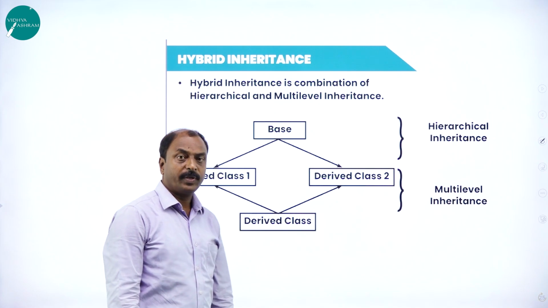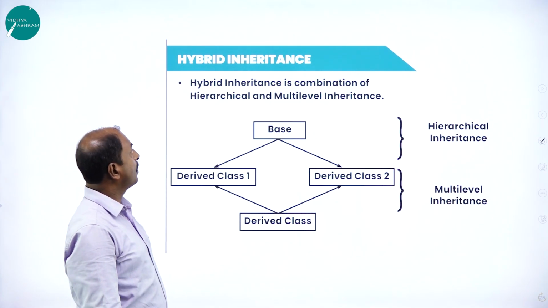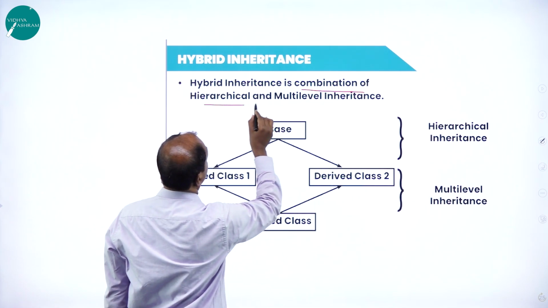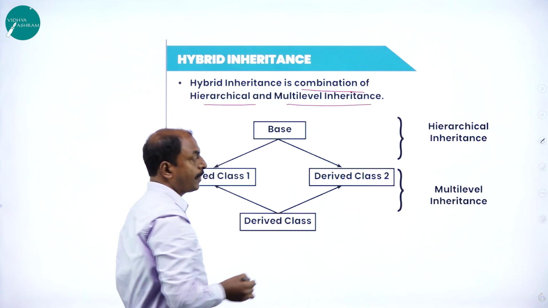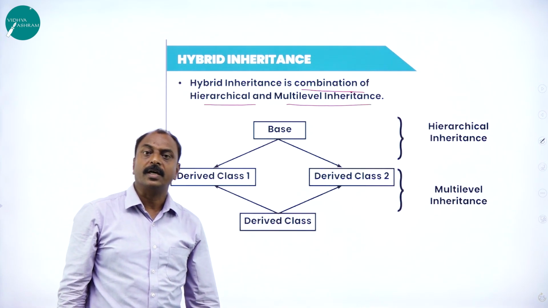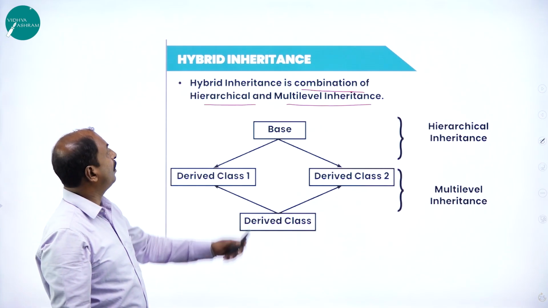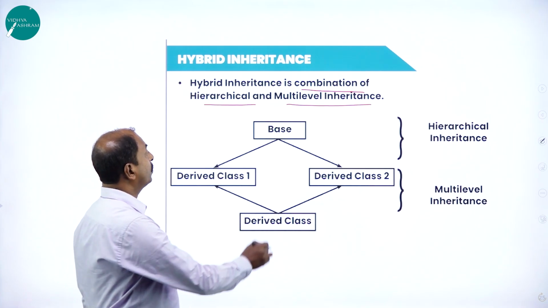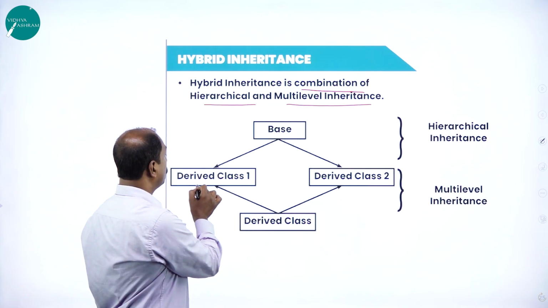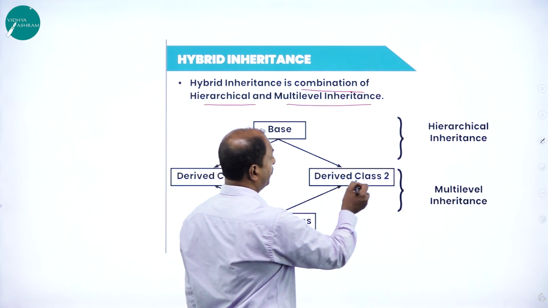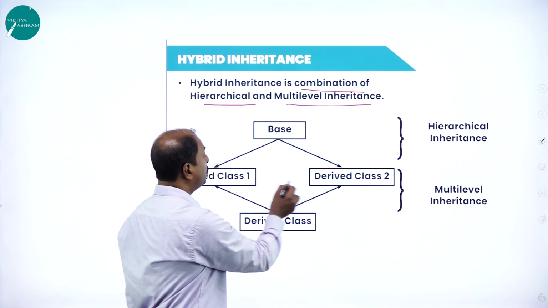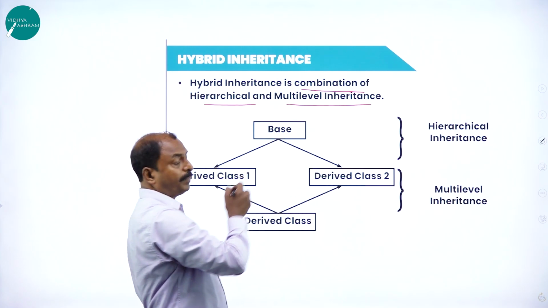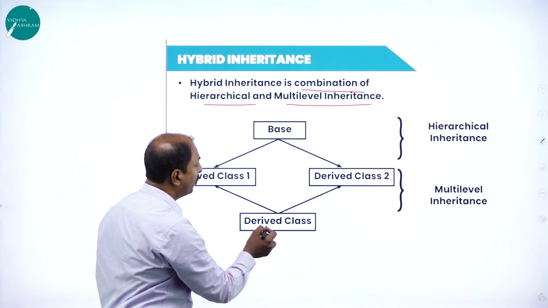Now let us move on to the next one, that is hybrid inheritance. So hybrid inheritance is nothing but a combination of hierarchical as well as multi-level inheritance. Now let us see this example here. So this is one base class and there are two more classes, derived class 1 and derived class 2. In this example, these two are derived from this one base class, and here we have one more derived class.